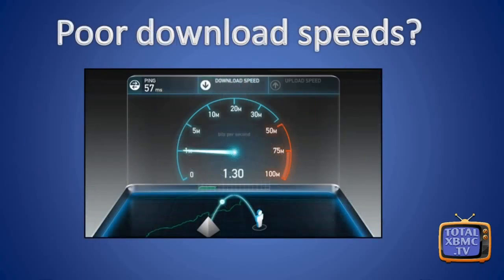But other problems include your download speed. It might be that your download speed just isn't good enough. So if you go to speedtest.net, that will give you a good indication of what speed you're currently getting. And really, as a guide, you can just about get away with about 2.5 megabits a second for SD content. Okay, you can just about get away with that usually.